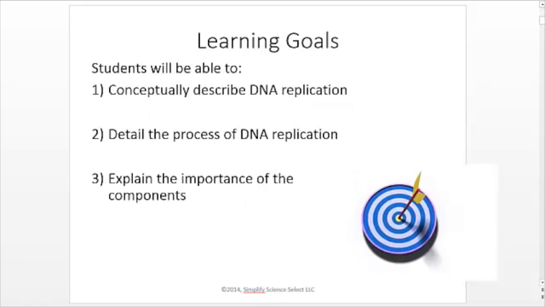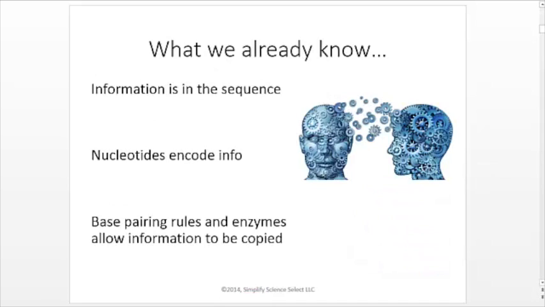Our learning goals are to conceptually describe DNA replication, detail the process that is DNA replication, as well as explain the importance of the components. What we already know from previous units is that information is in the sequence itself, that nucleotides encode the info inside of the nucleic acids, and that base pairing rules, the A to T and the C to G, as well as enzymes, are what allow information to be copied. We learned about that when we looked at protein synthesis and how the processes of transcription and translation worked.